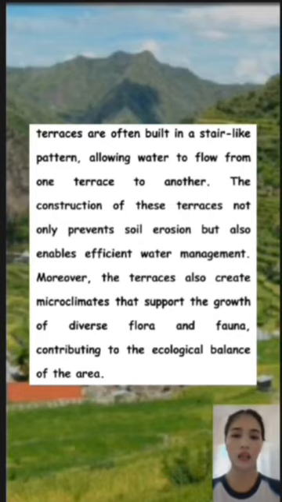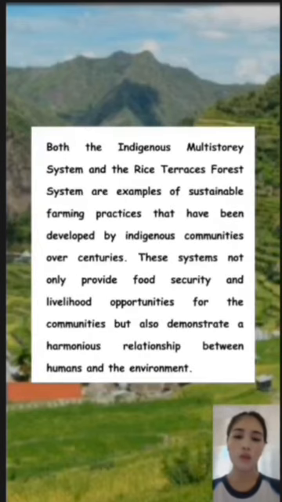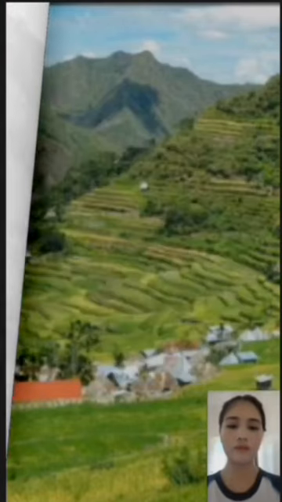Moreover, the terraces also create microclimates that support the growth of diverse flora and fauna, contributing to the ecological balance of the area. So, both the indigenous multi-story system and the rice terraces forest system are examples of sustainable farming practices that have been developed by indigenous communities. Over centuries, these systems not only provide food security and livelihood opportunities for the communities but also demonstrate a harmonious relationship between humans and the environment.